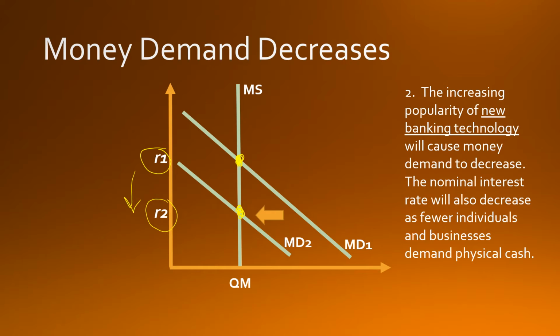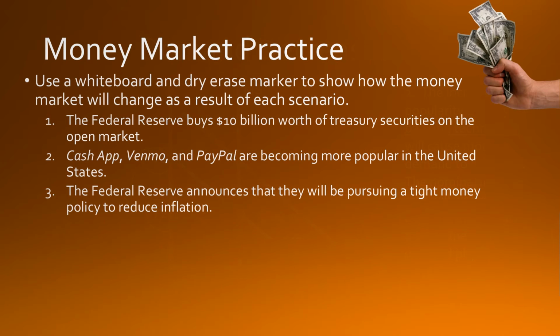How'd you do? A little bit tricky, that one. Let's try another one. All right, number 3, the Federal Reserve announces they will be pursuing a tight money policy to reduce inflation. That's a little bit jargony, but what are they saying here? They're saying a tight money policy. Tight money means they want to make it hard to get money. Sounds very contractionary to me. What would happen to our graph?